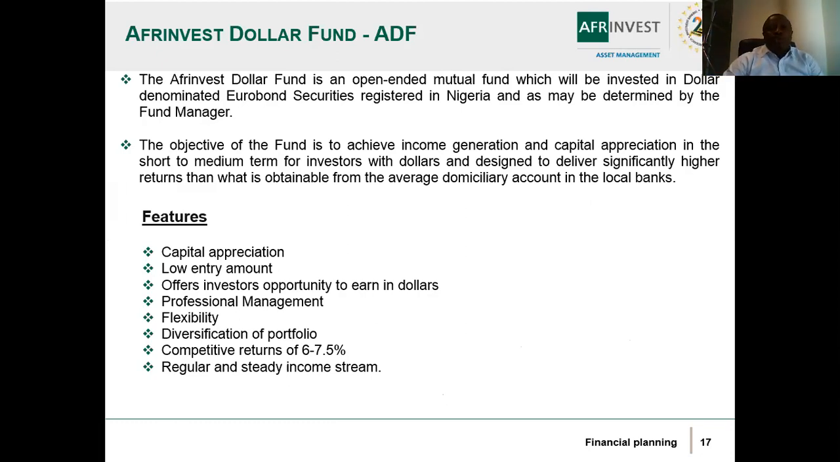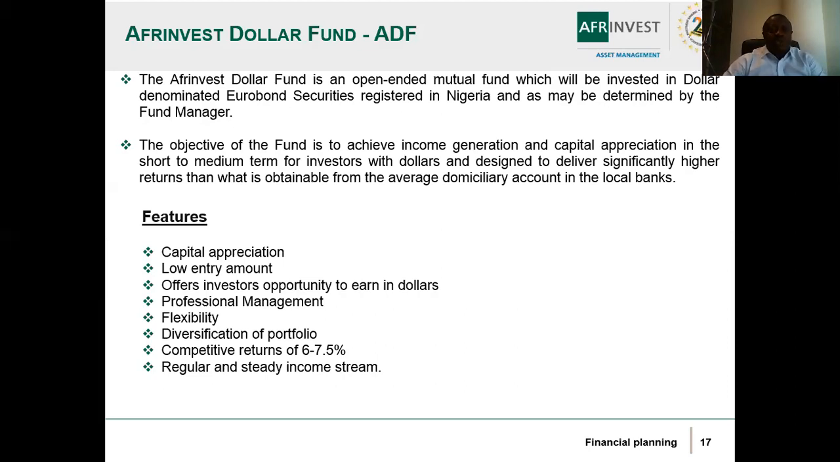Now, if you are buying a Eurobond directly, you need a minimum of 200,000 to be able to invest in any of the Eurobonds. But with the creation of this fund, it gives an opportunity to an investor that has a minimum of $1,000. With a minimum of $1,000, you'll be able to invest in this fund. Now, the objective of this fund is to help you grow your income and achieve capital appreciation in the shortest time possible.